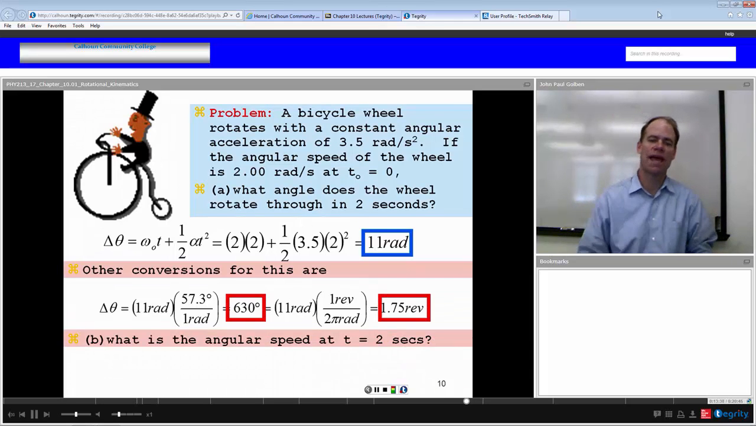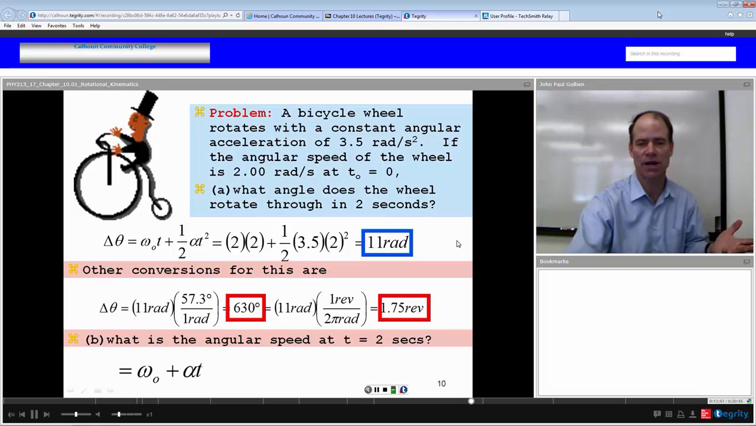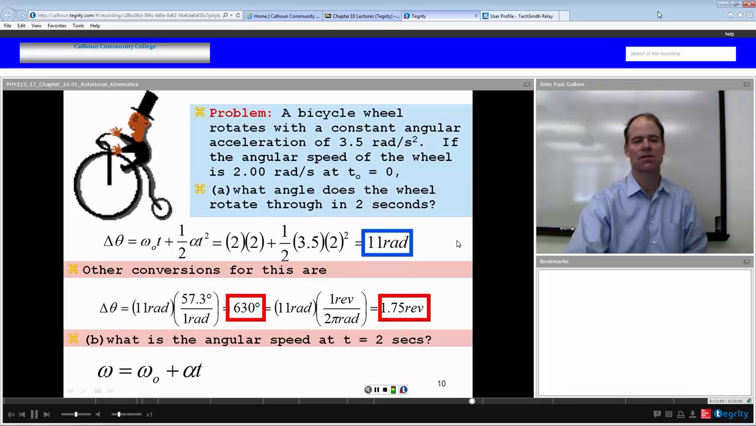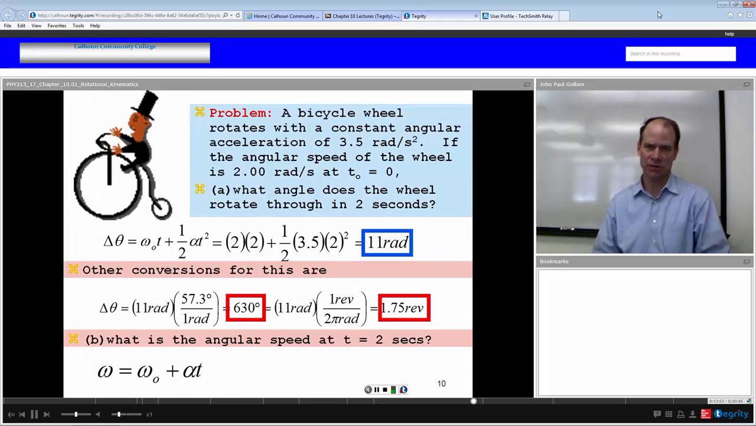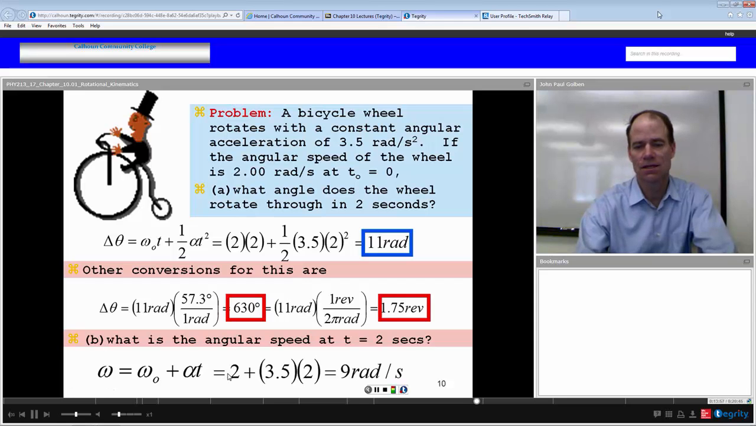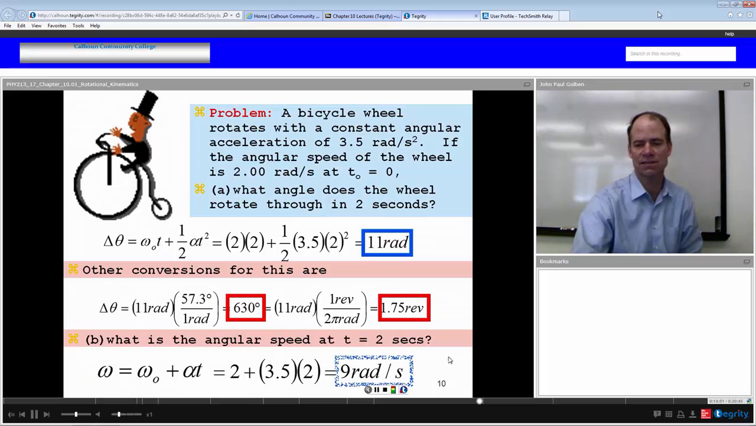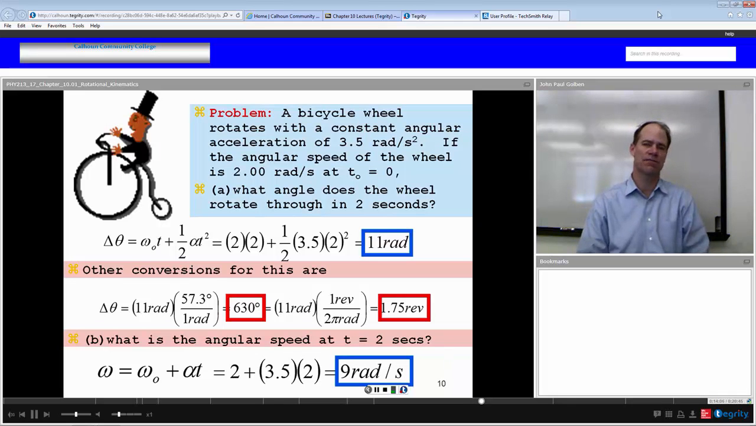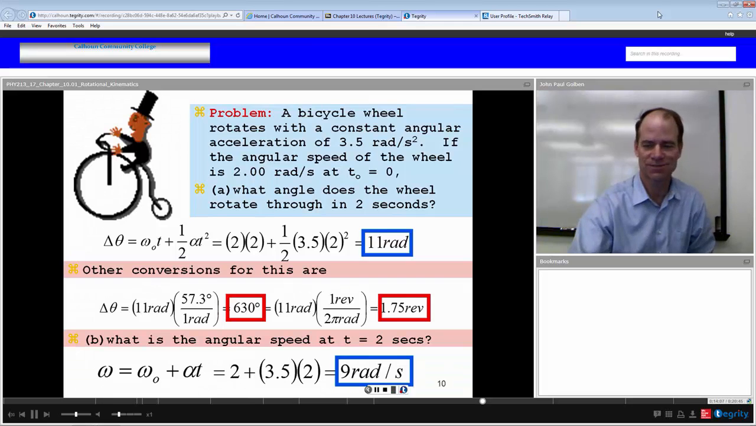What is the angular speed at t equals 2 seconds? Well, if we want the angular speed, omega, at t equals 2 seconds, we know the angular acceleration and we know the time. So by rotational kinematic equation number 1, omega is equal to omega naught plus alpha t. Omega naught is 2, alpha is 3.5, we have 2 seconds. So after 2 seconds, we'll have an angular speed of 9 radians per second.